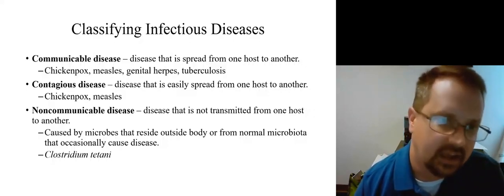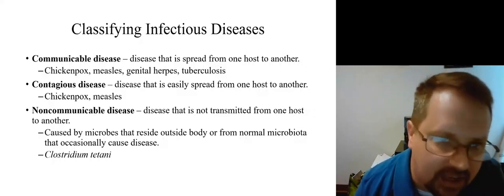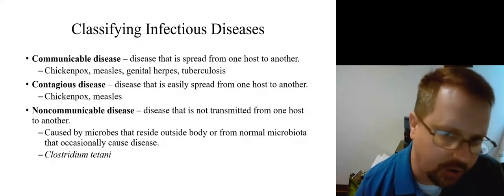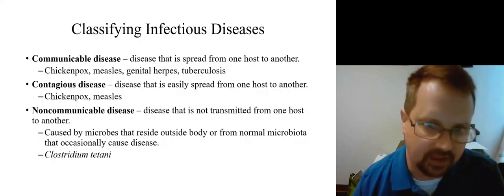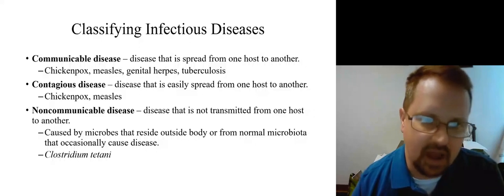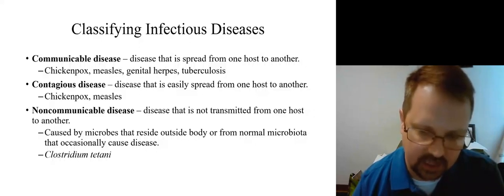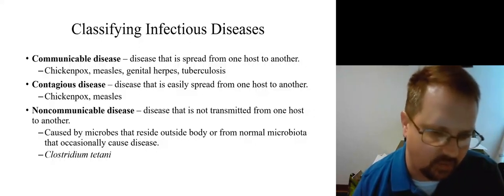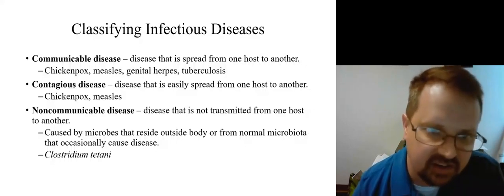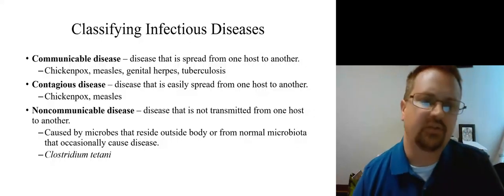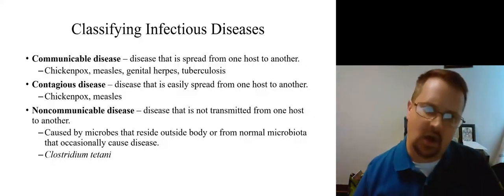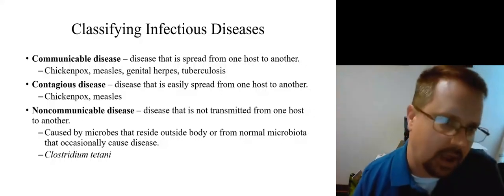Some viruses are really easy to spread, some harder to spread, some only spread through certain kinds of contact, like sexual contact, things like that. Some you have to get through water droplets, you've got to get respiratory droplets. A contagious disease is easily spread from one host to another, like chickenpox and measles. Measles has a really high R0, really easily spread.